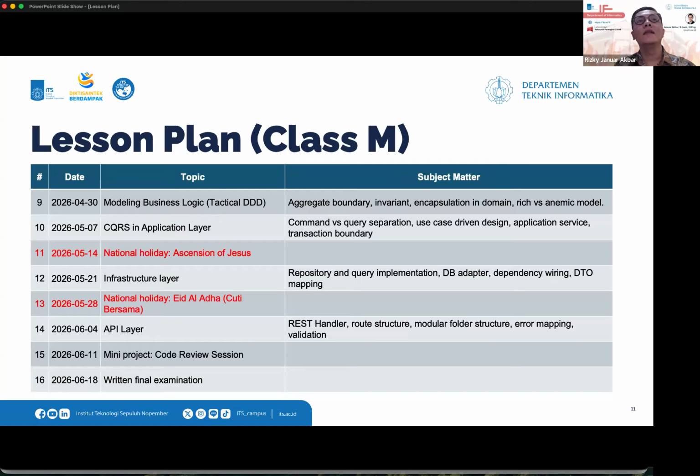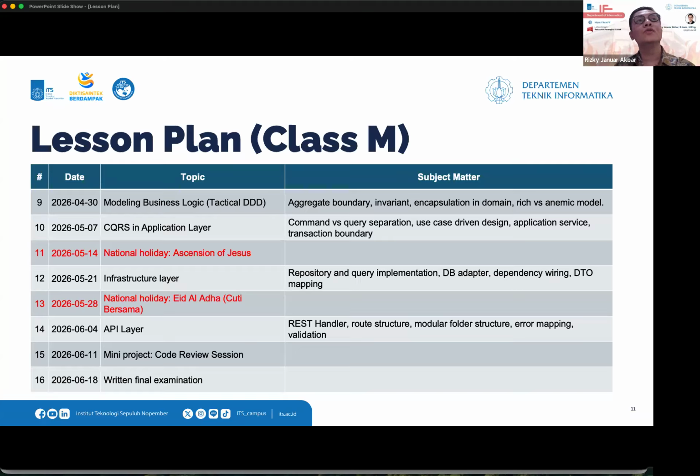And then to make sure that you don't introduce a domain logic bug, errors in your domain logic. And then how to encapsulate your domain in the domain layer. And then you will know about the rich versus anemic domain model.